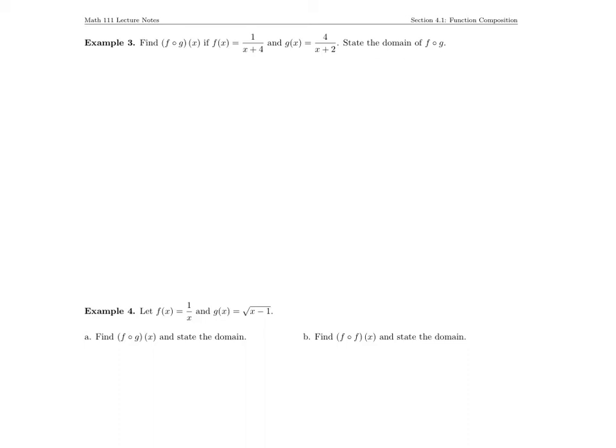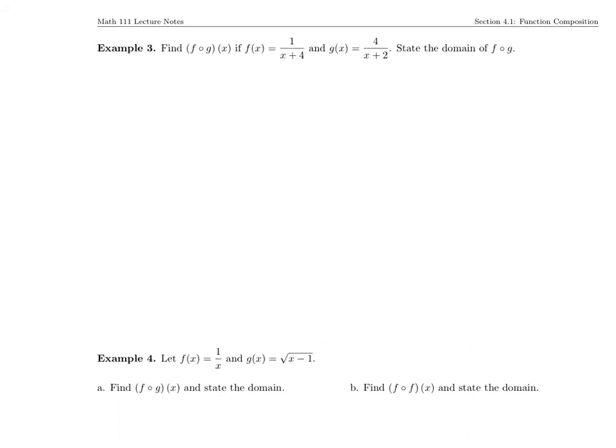So let's get this going. We're going to have f of g of x, that's the same as f parenthesis g parenthesis x. So this tells me that my g of x needs to be inside my f of x. Wherever I see an x for my f function, that's where I'm going to put my g function. So that becomes 1 over, I see an x, so that's going to be 4 over x plus 2, plus 4. Oh, look at that.